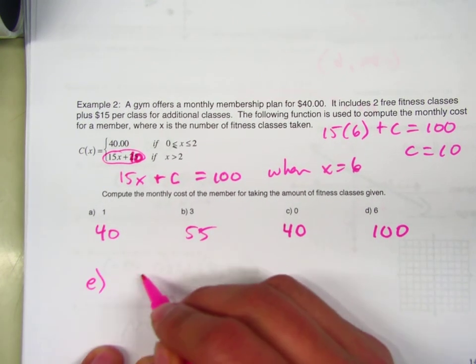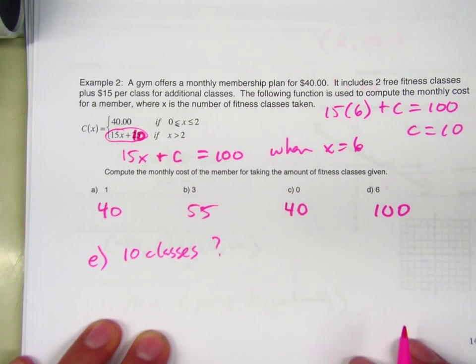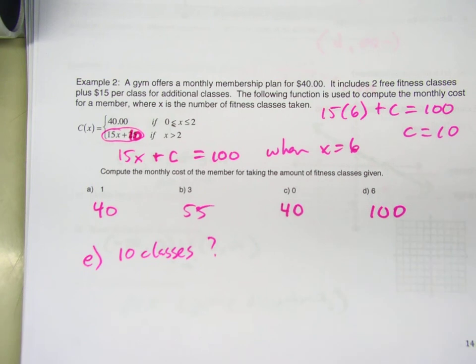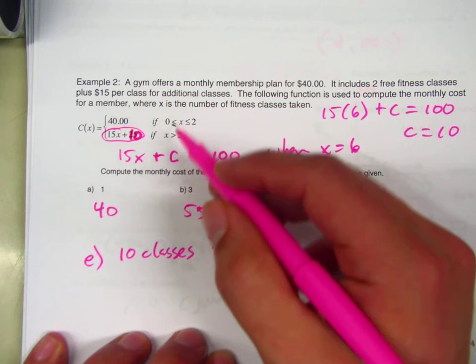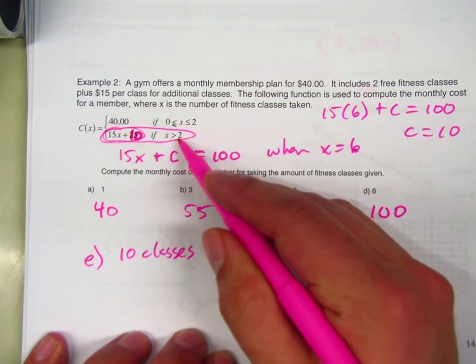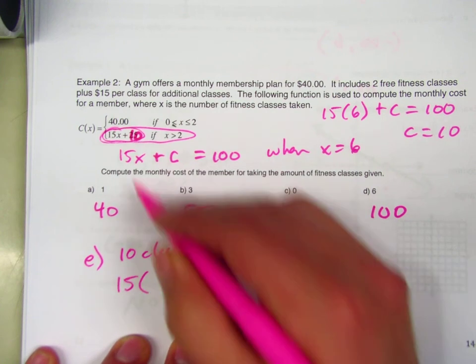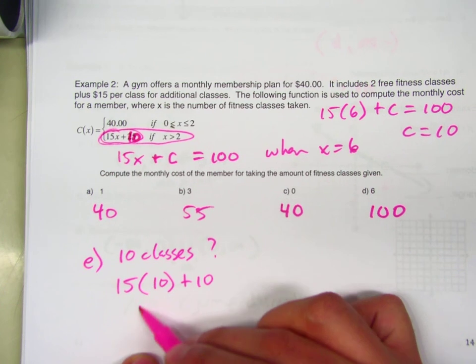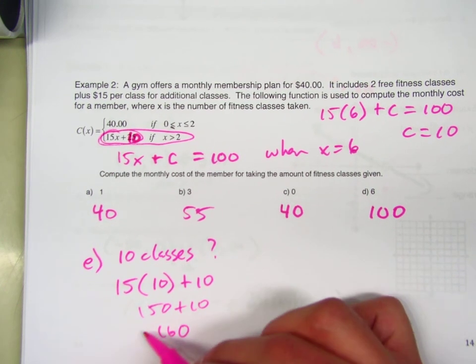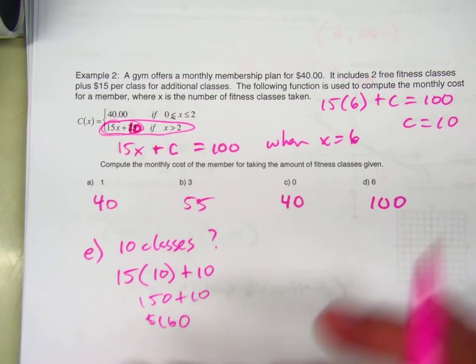So here's a couple more examples. Let's say I took 10 classes. We could figure it out just by what Francisco said earlier and figure out how much extra to add to 40, right? But mathematically, does it make sense that I'm going to follow the second rule here because 10 is bigger than 2? So according to that, I would just do 15 times whatever my number of classes is plus 10. So 150 plus 10 is 160 bucks. Okay, does that make sense? How to interpret the pieces and which piece to use when?